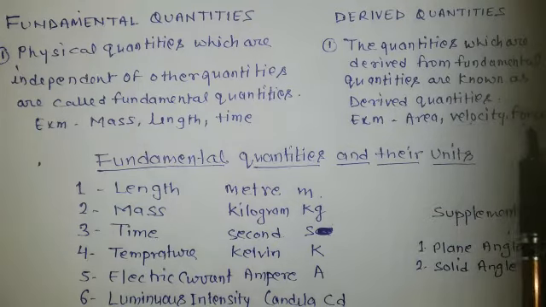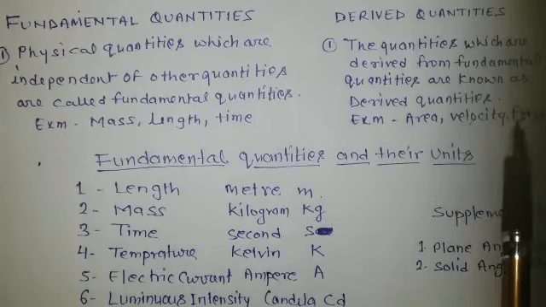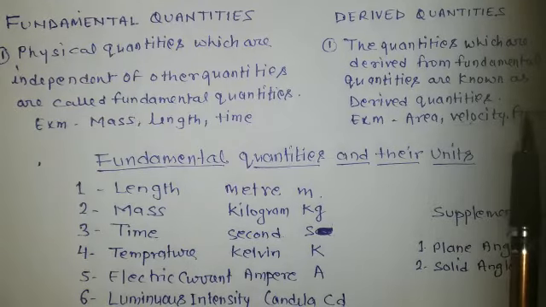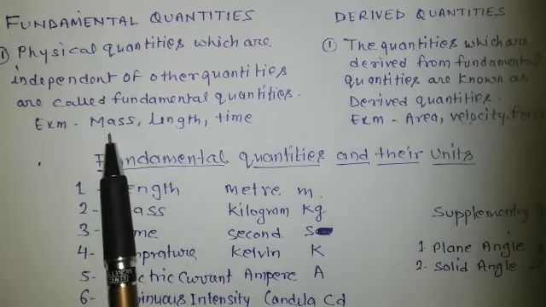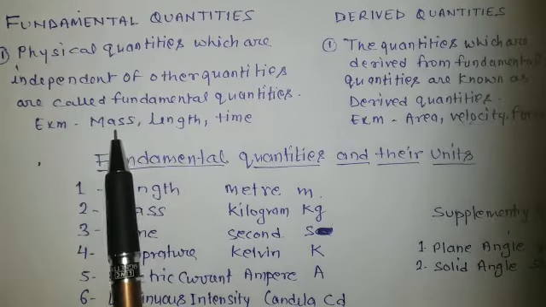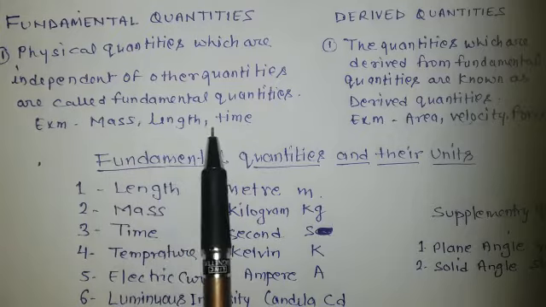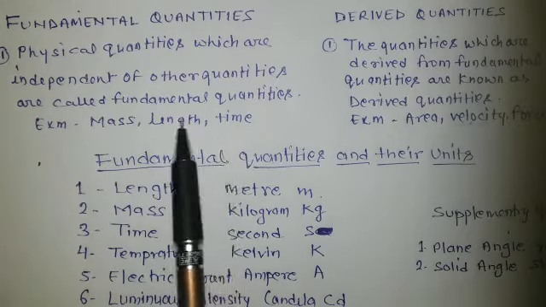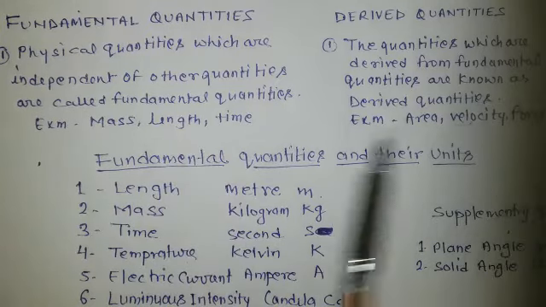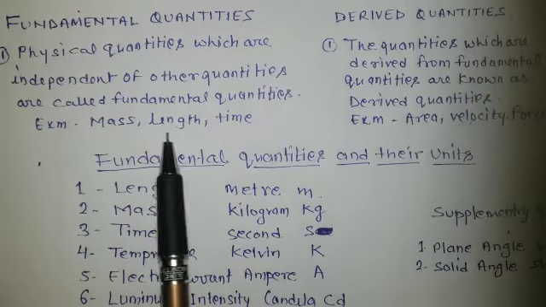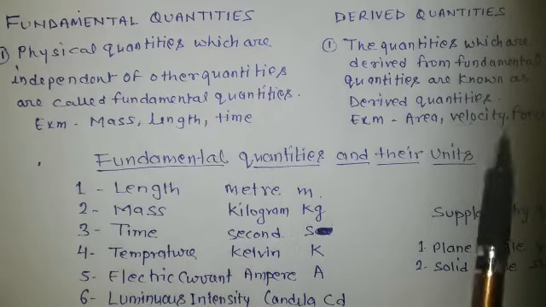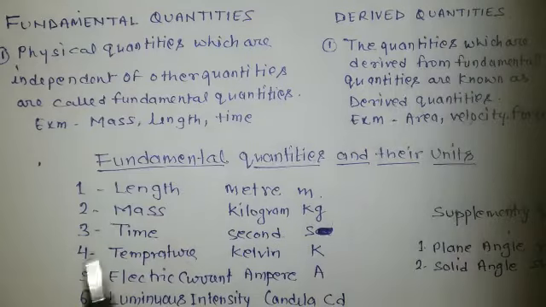Now coming to force. Force is equal to mass into acceleration. It means force is a quantity related to mass and acceleration, which is related to length and time. So force is a quantity which relates to mass, length, and time. So it is a derived quantity.